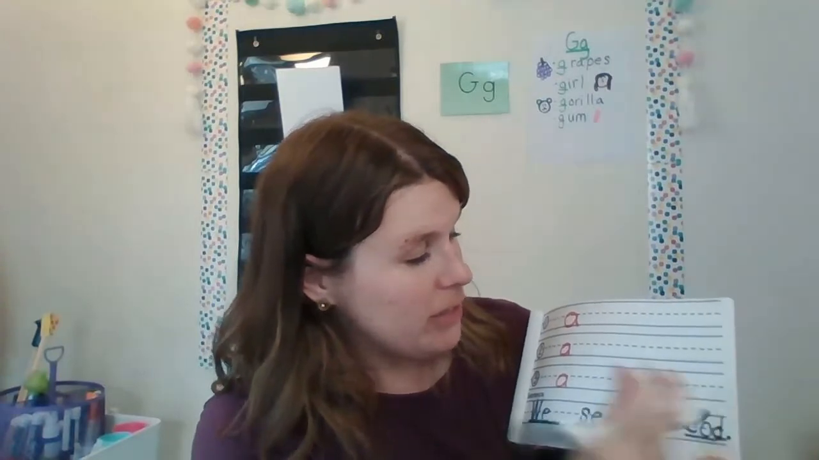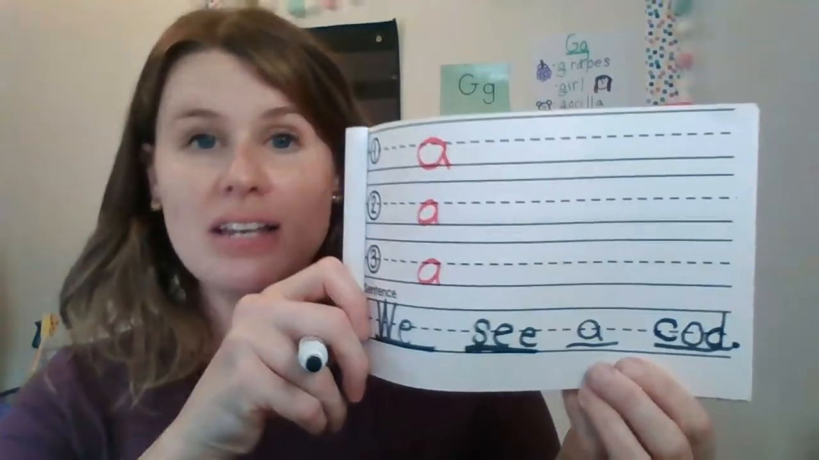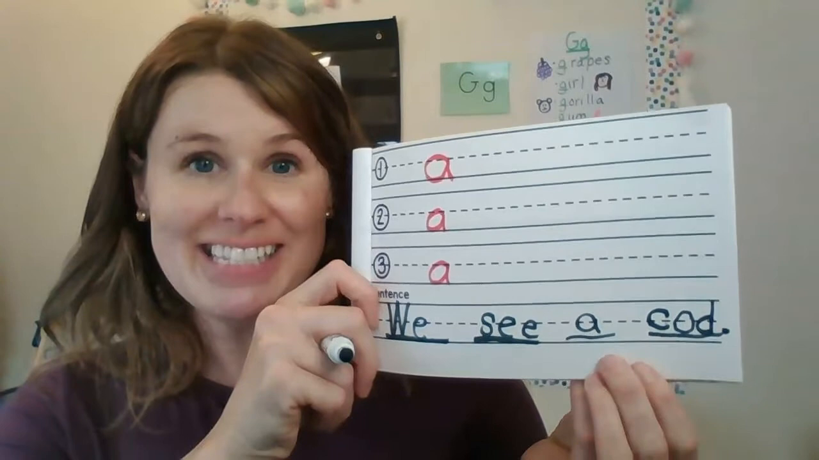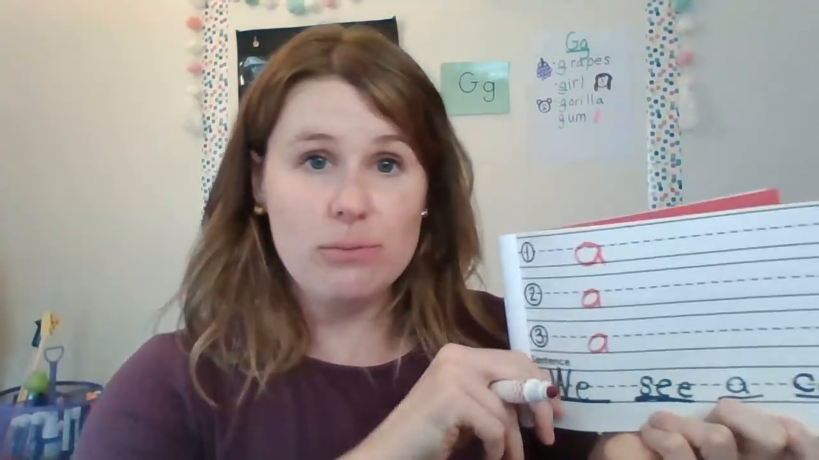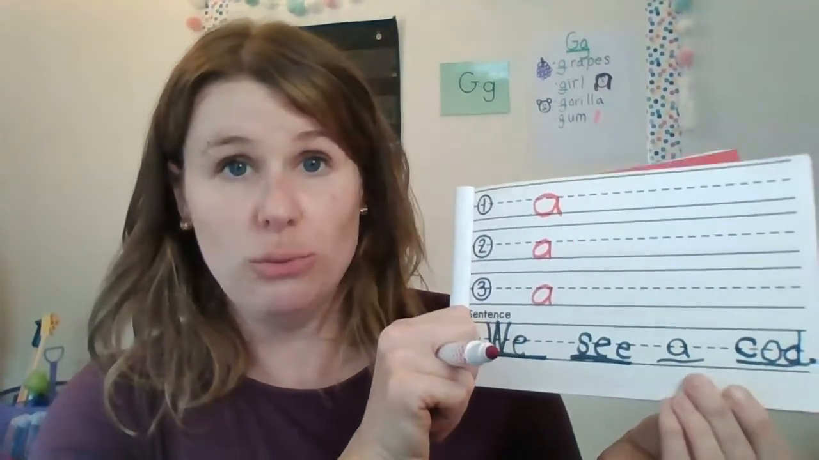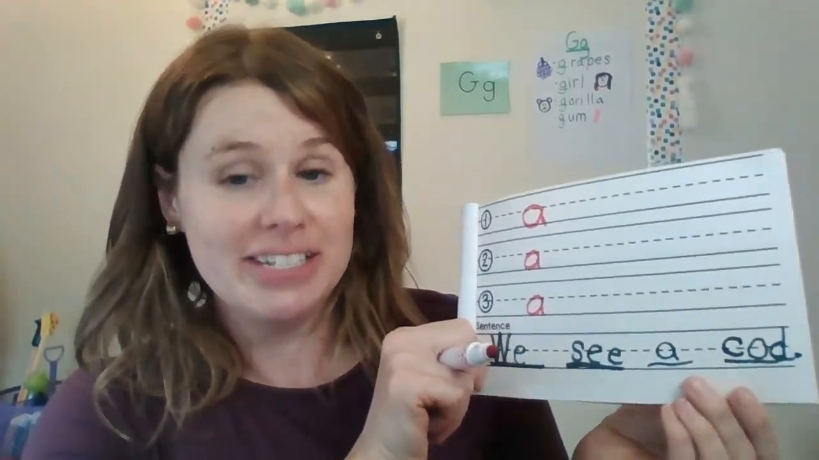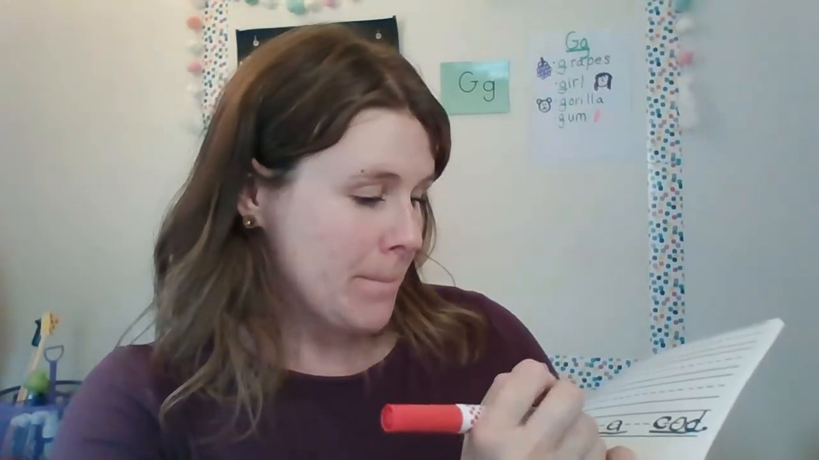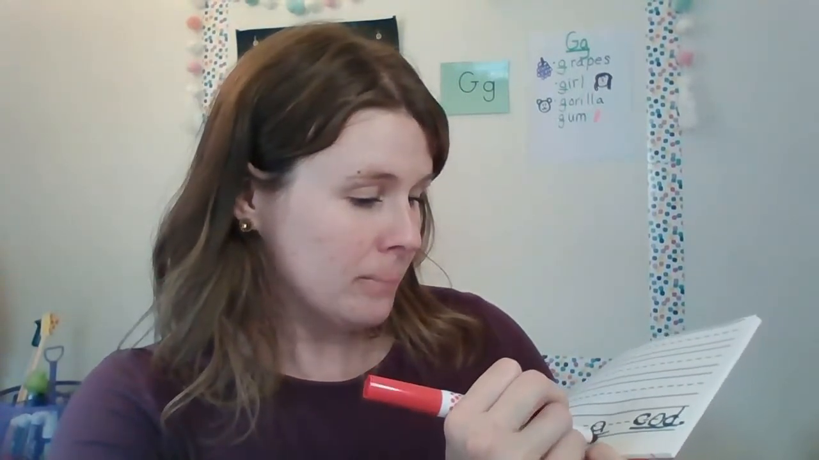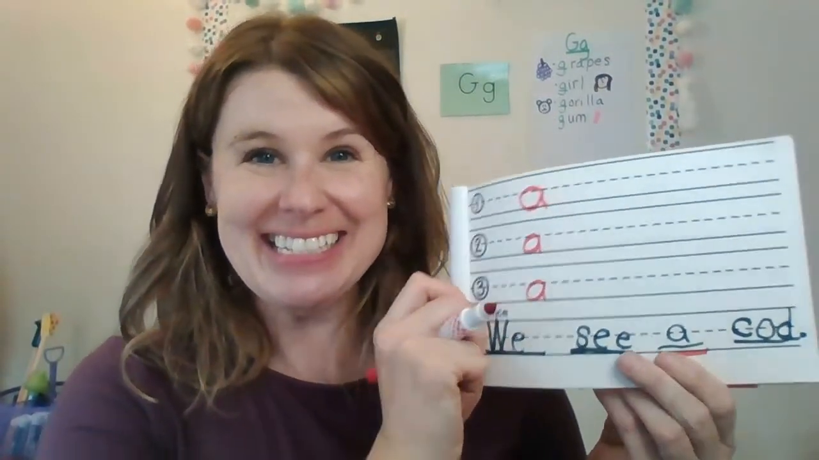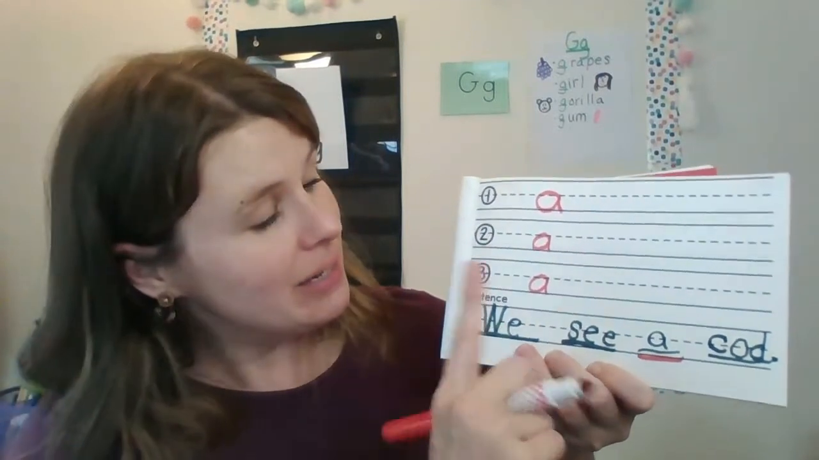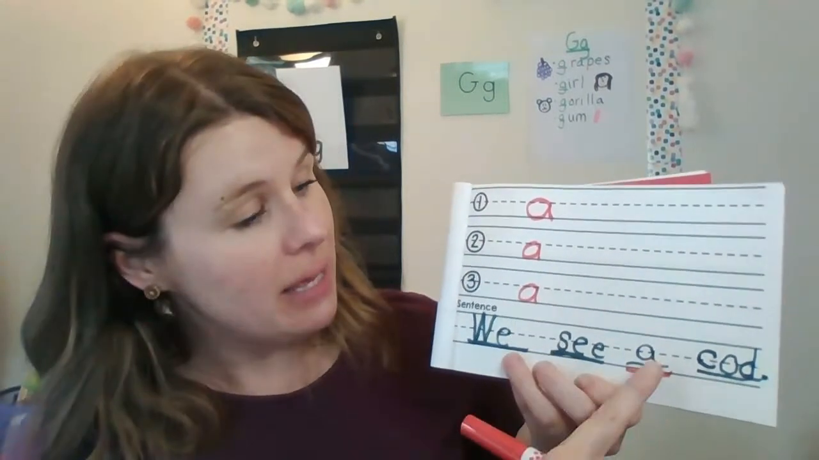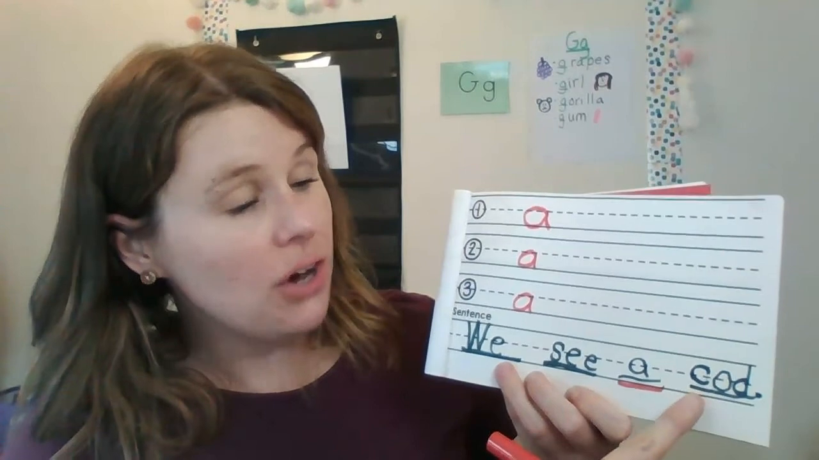I'm going to put a period at the end of my sentence to let my reader know that the sentence is over. Show yourself how to draw a red line under the red word a in your sentence. Let's check. There it is. Read the sentence with me. We see a cod.